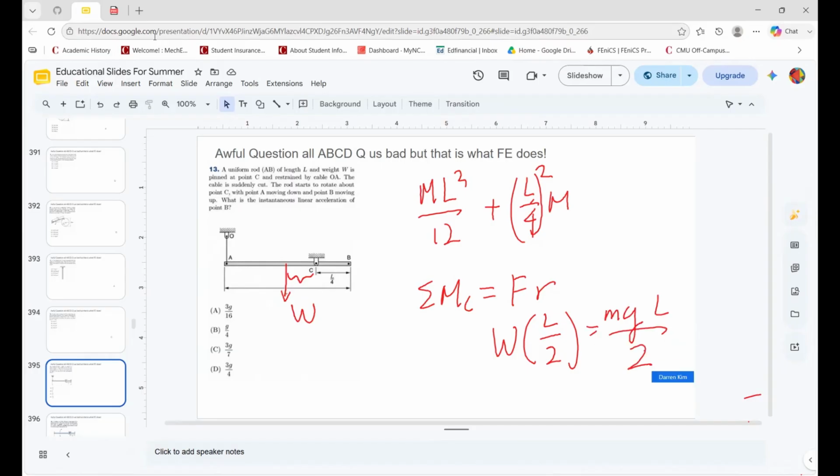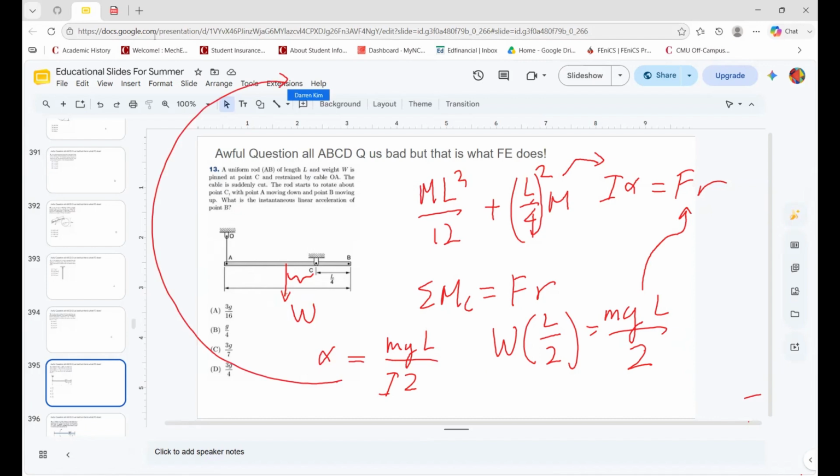I can already see where we're going to go with this because it asks for linear acceleration. Over here, it's going to be I alpha equals Fr. So we can put Fr here. So mgL divided by 2, divided by I, equals alpha. So in this case, let's take a long time. So let's do this.